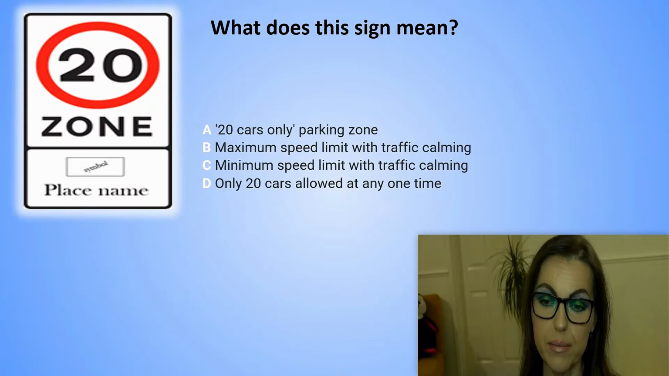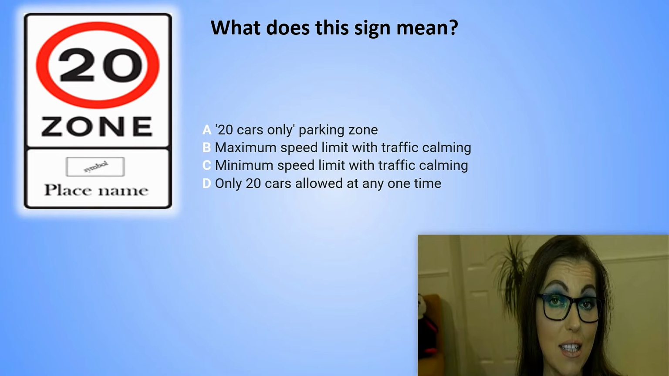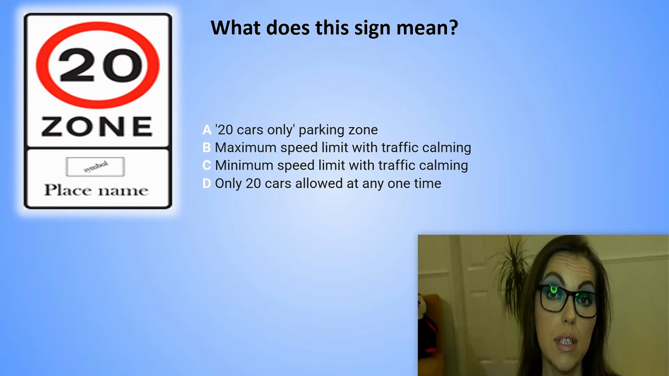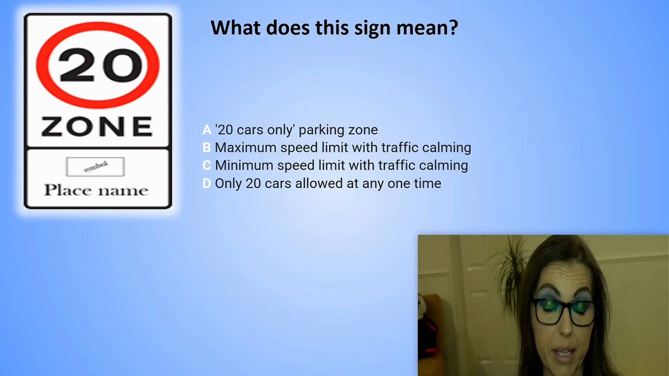Next question. What does this sign mean? A. 20 cars only parking zone. B. Maximum speed limit with traffic calming. C. Minimum speed limit with traffic calming. Or D. Only 20 cars allowed at any one time.